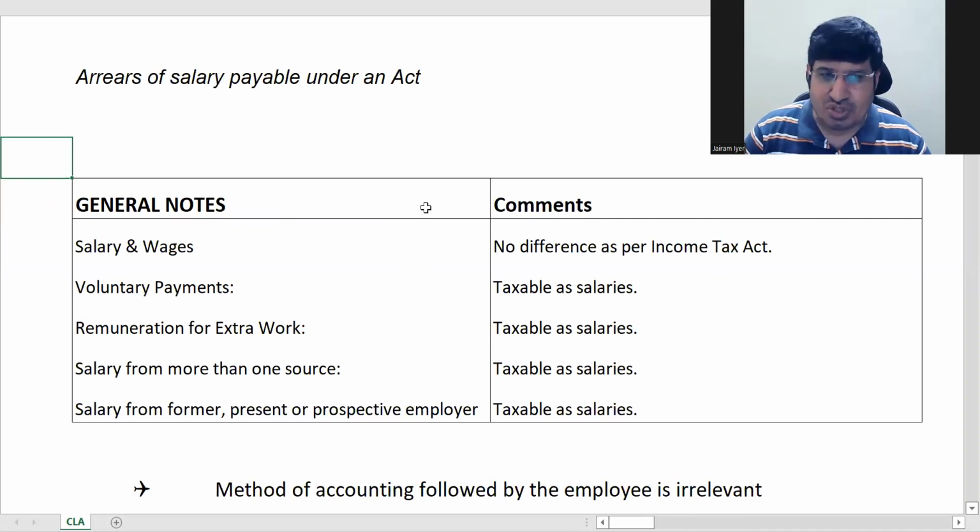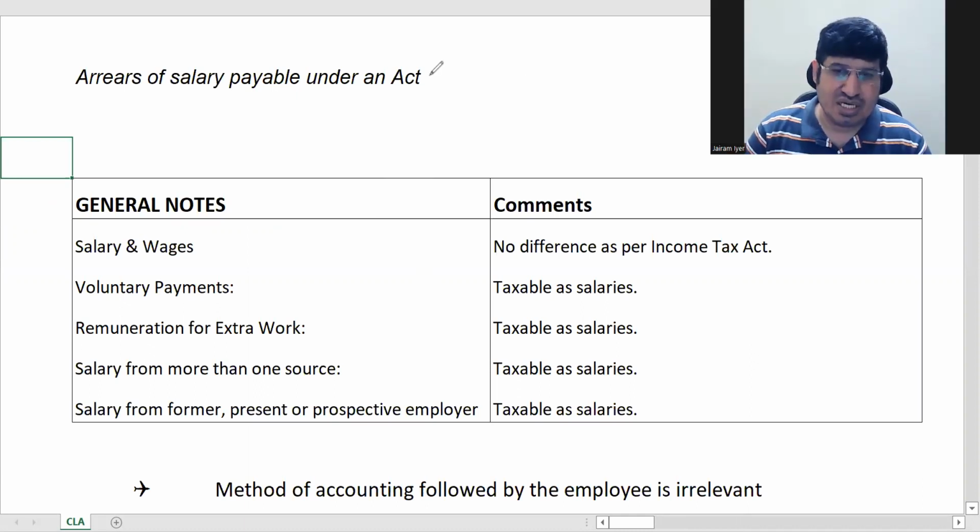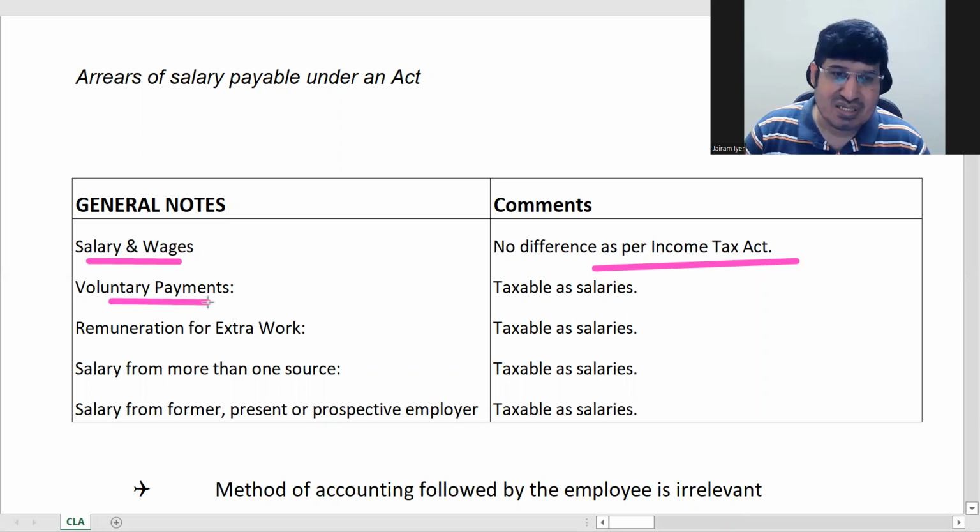Right, so we'll continue. These are just certain things. Salaries and wages are the same as per the Income Tax Act. We have seen that. Whether it is voluntary payments: if the employer gives it, sometimes it is voluntary, like you get a bonus suddenly. It was not planned, but the employer decides to give a bonus. That is voluntary payment by the employer, in the employer's capacity.